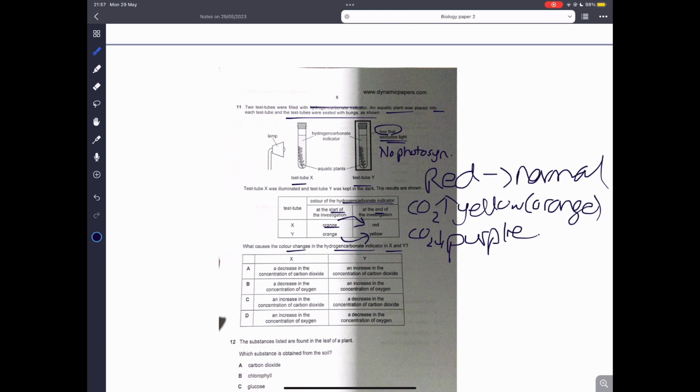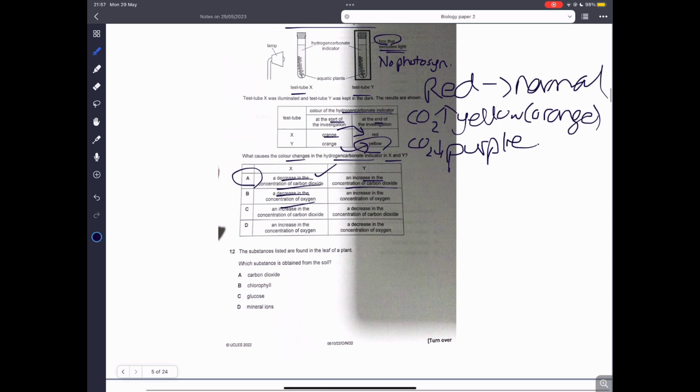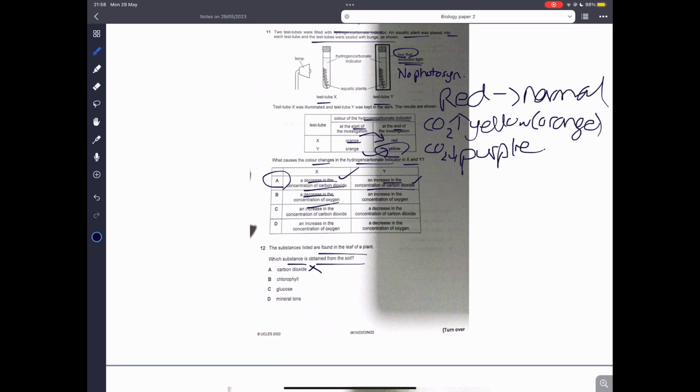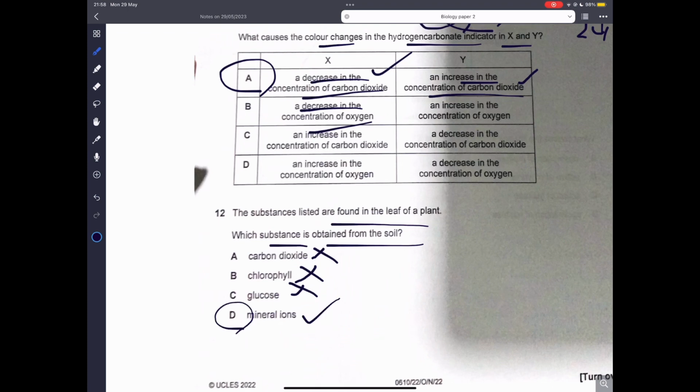And in Y we can see the orange turns to yellow, yellow meaning increase, so there is an increase in carbon dioxide in Y. So A seems like the reasonable answer, and it is, so A. Moving on to question number 12, the substances that are found in the leaf of a plant, which substances are obtained from the soil. Now the only reasonable thing that you can obtain from the soil is mineral ions.